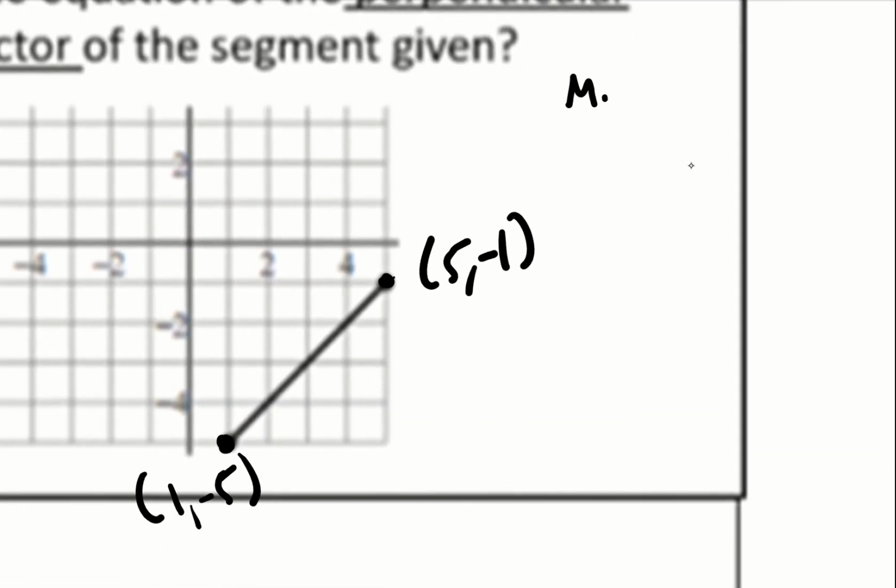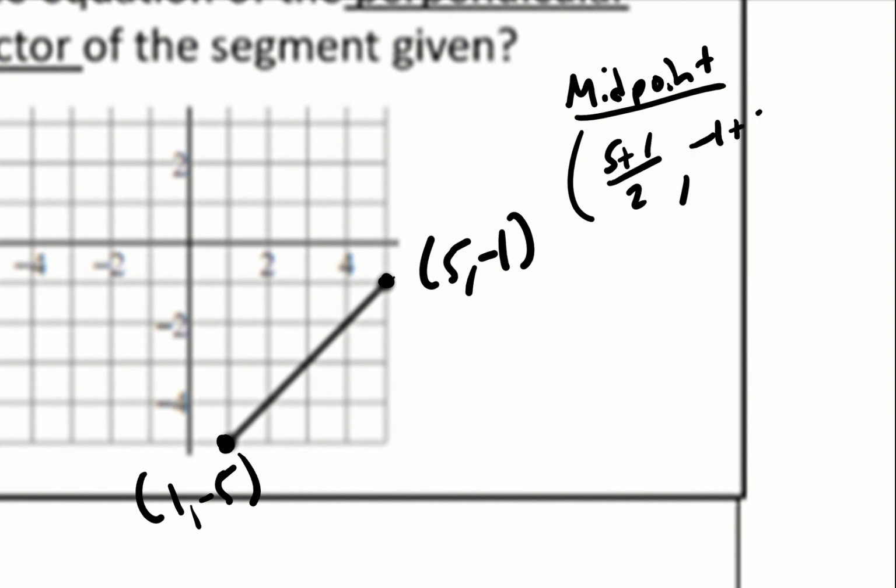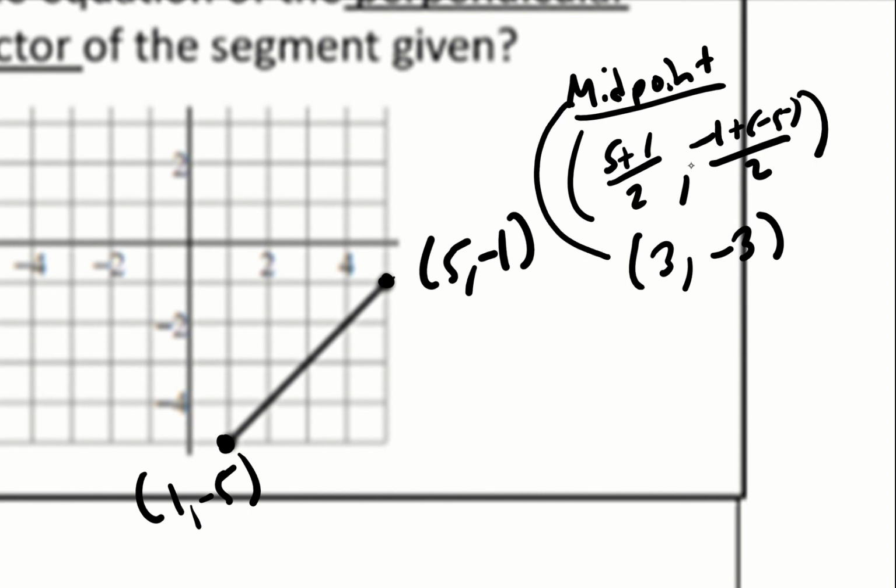So the midpoint, remember, is when you add the x values together and divide by 2. So we got 5 plus 1, divide by 2. Then we got -1 plus -5, divide by 2. So 6 divided by 2 is 3. -6 divided by 2 is -3. So that's our midpoint.